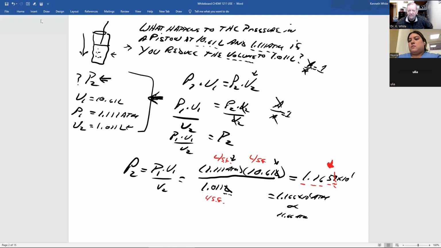So let's take a look at this. We started with this pressure. We end up 10 times greater. That's because we pushed the plunger down and brought the gas together by lowering the volume, and that increases the pressure.